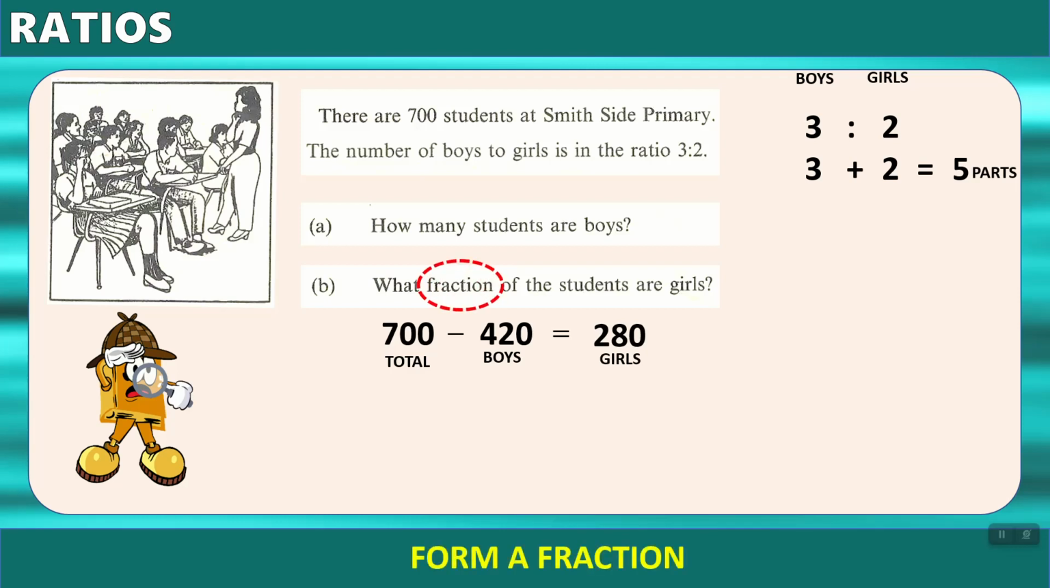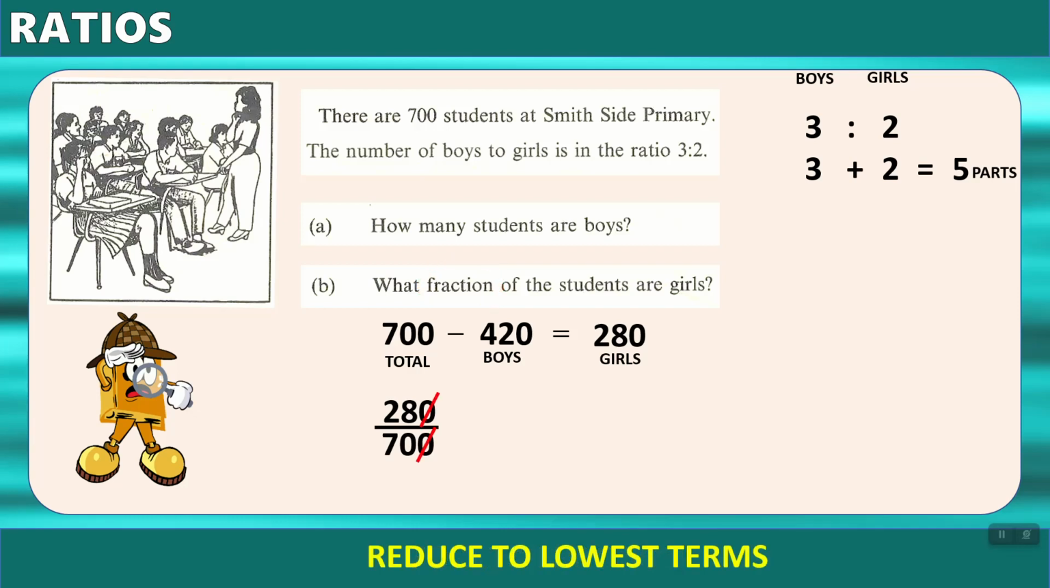And how do we find the fraction of girls? Well, we can put the 280 over 700 and start to reduce. And so we get rid of the zeros. That's easy. And we're left with 28 over 70. And now what can go into 28 and 70? Well, 7 can go into those two easily. And so 28 divided by 7 is 4. And 70 divided by 7 is 10.